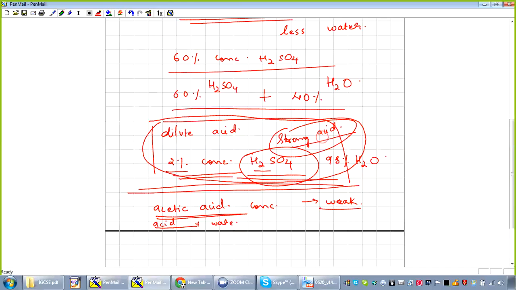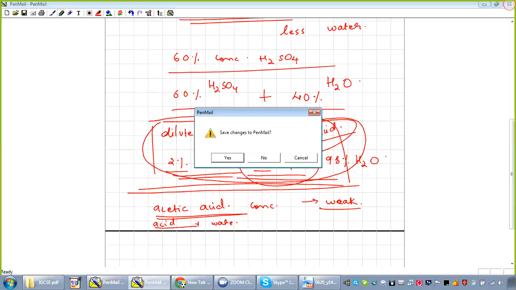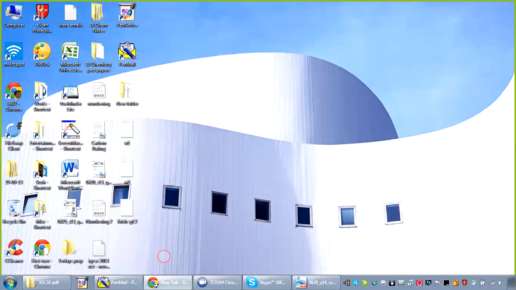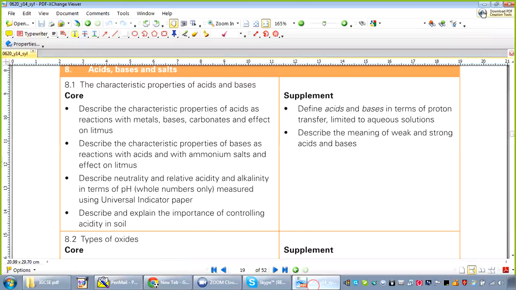Okay. So that was about strong acids, weak acids, concentrated acids and dilute acids. Along with this, we have considered dissociation reactions of acids and ionization. So this was the definition of acids and bases, which we have to do in terms of proton transfer limited to aqueous solution.